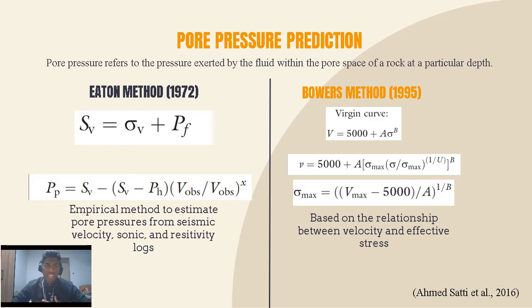As you can see, the Eaton method estimates pore pressure from seismic velocity, sonic, and resistivity logs. That means you can choose either one of those parameters. In the Bowers method, it is based on the relationship between the velocity and effective stress. Moreover, the Bowers method utilizes an effective stress approach. This method introduces the concept of virgin or loading and unloading curves to predict the overpressure generated by different mechanisms within the basin. These curves will be explained later in the following case studies.